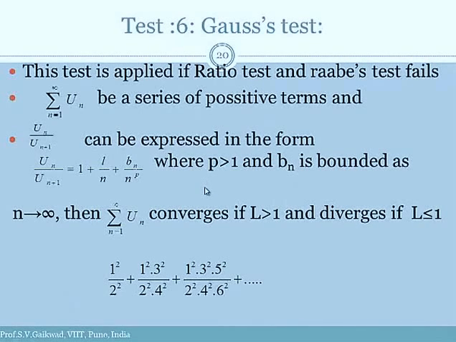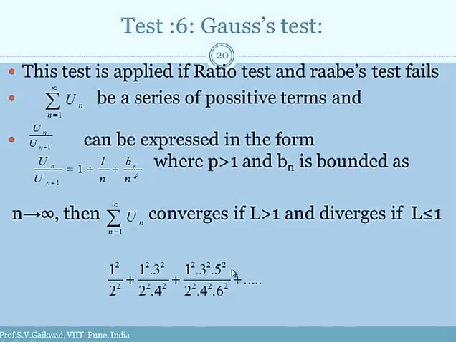Now in Raabe's test again, if the limit is 1, the ratio test fails and Raabe's test fails. In that case we apply the Gauss test. So if the ratio test and Raabe's test fail, we can apply the Gauss test. In this case, the ratio un upon un plus 1 is expressed in this form: 1 plus L by n plus Bn upon n raised to p, where this p is greater than 1 and this Bn is bounded as n tends to infinity. Then the series converges if L is greater than 1 and diverges if L is less than or equal to 1. So we don't have to go for another test here. This completes that sequence: ratio test, Raabe's test, and Gauss test.